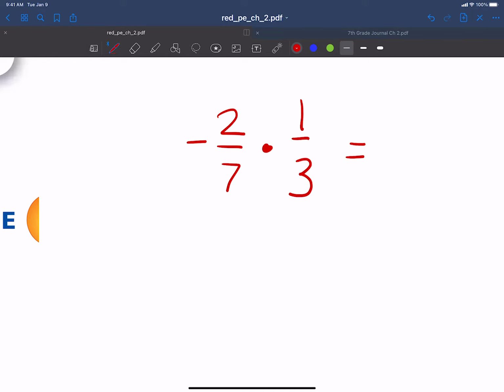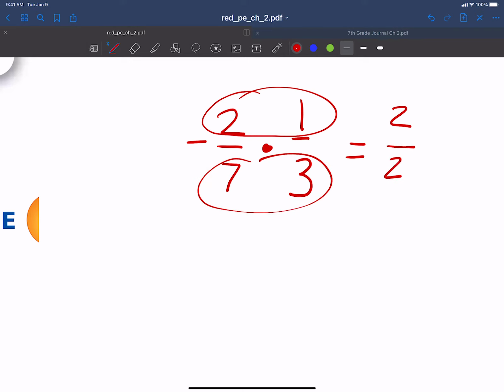Multiplying fractions is so fun. It's so easy. Do you guys remember the rules? No. Okay, I'll tell you. Multiply numerators with numerators. Multiply denominators with denominators. Bada bing, bada boom. Done. So fun. It's easy. Okay, ready? What is 2 times 1? 2. What is 3 times 7?